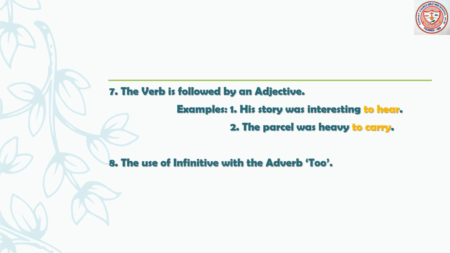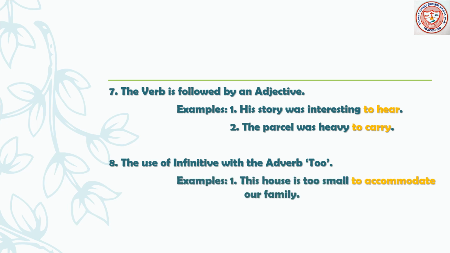Next pattern. Number 8. The use of infinitive with the adverb too. Examples. This house is too small to accommodate our family. So, "to accommodate" is an infinitive. Next example. The coffee is too hot to drink. And like the previous one, in this sentence also, "to drink" is an infinitive.